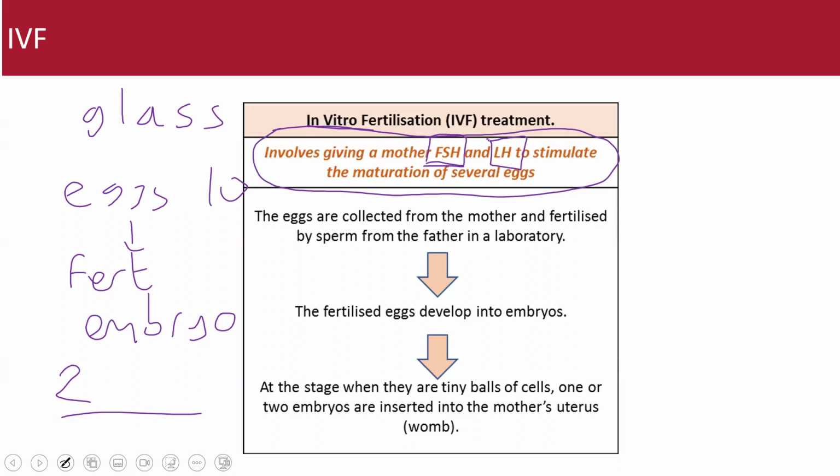They then, and I go back to my original, get 10 eggs, 5 eggs, 12 eggs, don't know how many. They fertilize them using sperm in glass. You then get an embryo, and then they reimplant 2. Now, the other 8 embryos are usually frozen. They're put in liquid nitrogen and frozen just in case the woman is unsuccessful. Then they've got some ready-made embryos that can be reinserted.